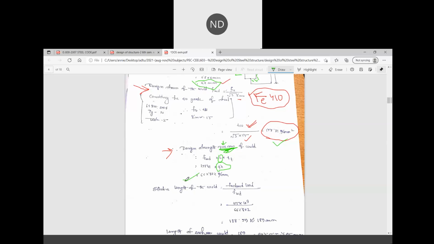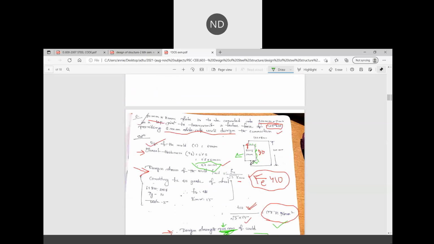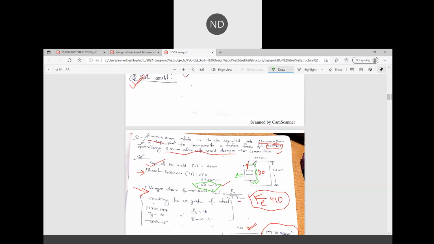So what is our design strength now? Our design strength of the weld per length is 662.802 Newton per mm. Right. Now you know the design strength of the weld per length. For the entire length, we have to find out how much the strength is. So we have to find out the length of the weld. Effective length of the weld will be how much? This entire portion is known as the effective length.